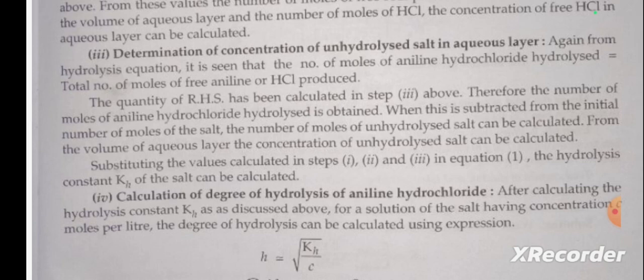Substituting the values from steps 1, 2 and 3 into the equation, the hydrolysis constant Kh of the salt can be calculated. Calculation of the degree of hydrolysis of aniline hydrochloride: after calculating Kh for a solution of the salt having a concentration of C moles per liter, the degree of hydrolysis can be calculated using h = √(Kh/C). Thank you.